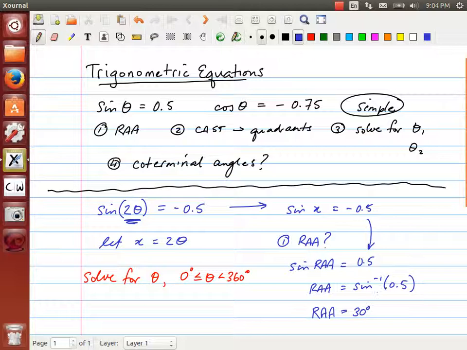And if you just want to check that on your calculator, of course, that's absolutely fine. But in this case, we've studied the exact values and special triangles, and so I know that the ratio for sine of 30 degrees is equal to 0.5.